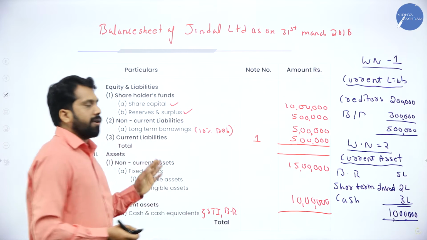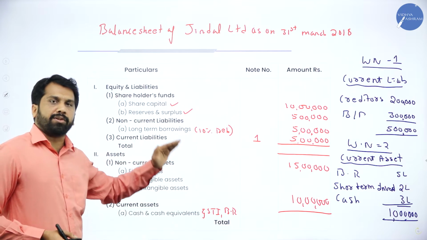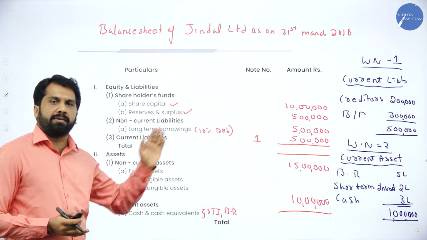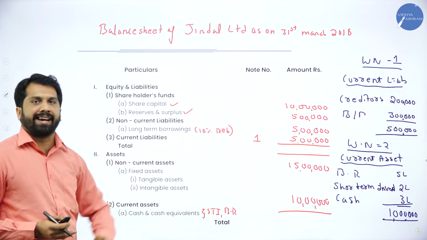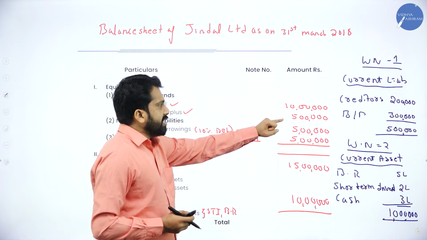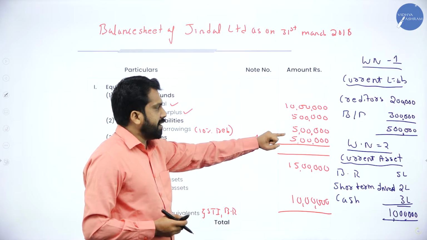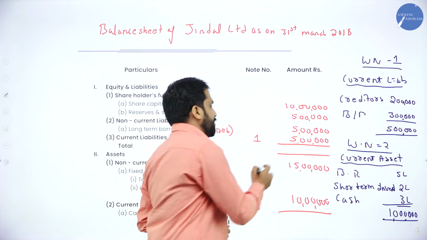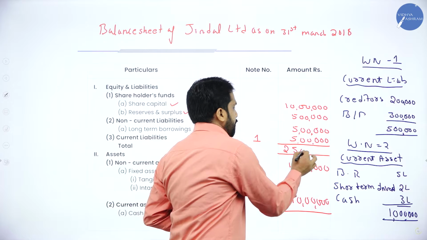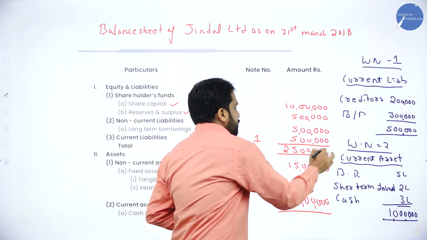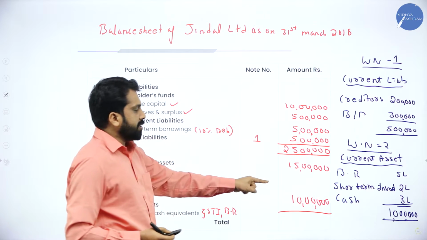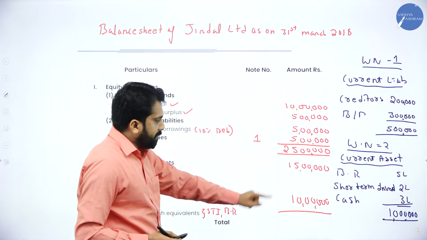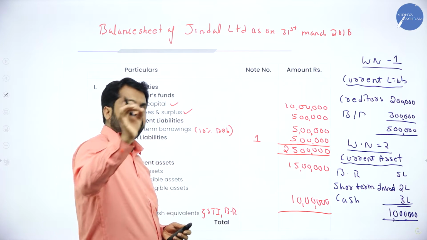Now you are done with all your filling. Now we have to total the liabilities and total the assets. If it is proper on both sides, your answer is correct. Now 10 plus 5, 15 lakh, plus 5, 20. 20 plus 5, how much? 25 lakh. Similarly, 15 lakh plus 10 lakh. You need a calculator for this? No. 15 plus 10 lakh, how much? Yes, 25 lakh.